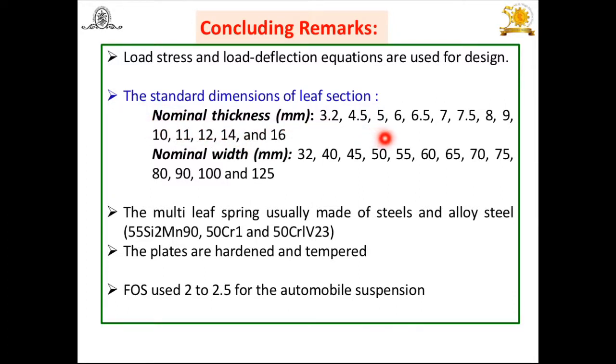Nominal thicknesses are given here: 3.2, 4.5, 5, 6, 6.5, and nominal weights are given. Even though calculated values are not in the range, you can select the standard value from this data. Multi-leaf springs are usually made of steel, or sometimes high carbon steel or alloy steels. The alloy steels are 55Si2Mn90 or 50Cr1, and these are used for the multi-leaf spring.